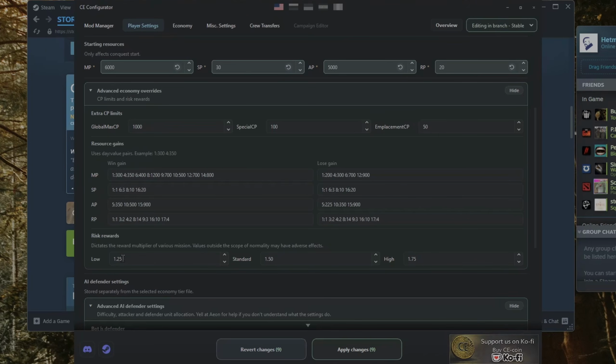For the 1-star rating, you get the multiplier that's 125. For 2-star, you get 150, and for the 3-star, you get 175. So this mod is quite unforgiving, especially on higher difficulty stars. So maybe you want to make it 3.